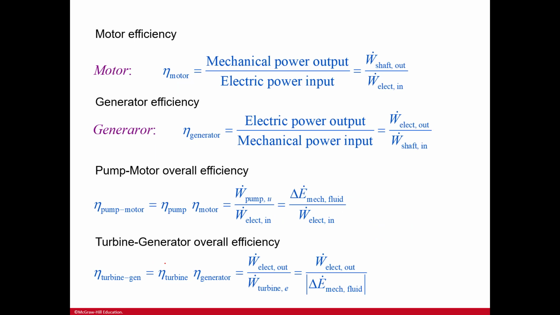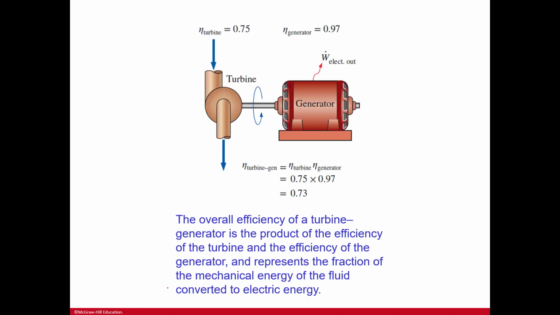So we have the same thing for motor efficiency here, generator efficiency, pump-motor overall efficiency, and then turbine-generator overall efficiency. So you can combine those devices. And here's a schematic of it, the efficiency of the turbine-generator, right? So you have this turbine, with an efficiency going in and an efficiency going out, and then that is turning a shaft. So you have some shaft work going on, and then that's getting into a generator producing a rate of work out.